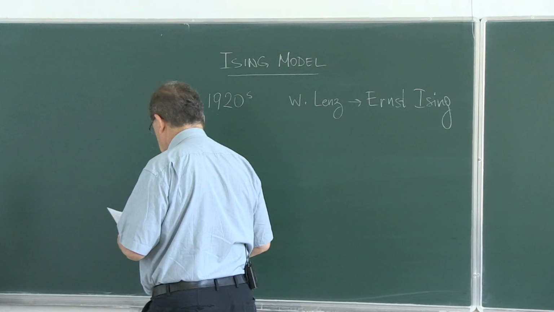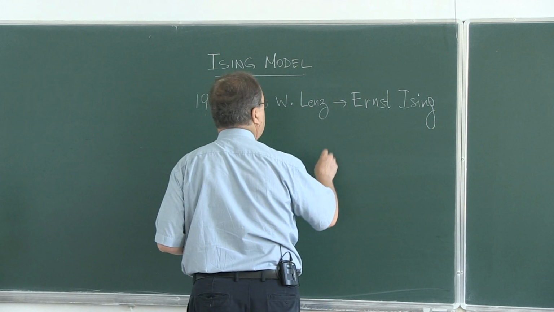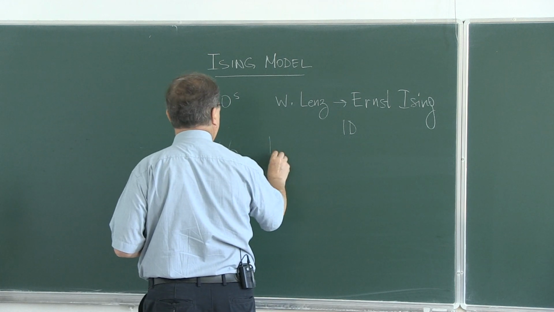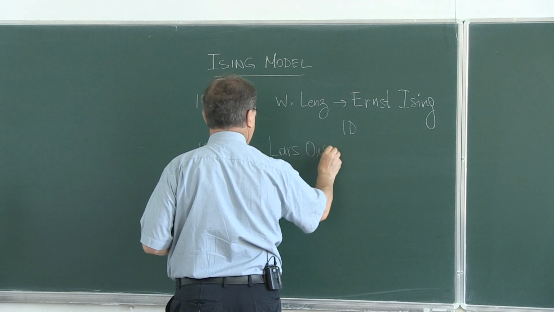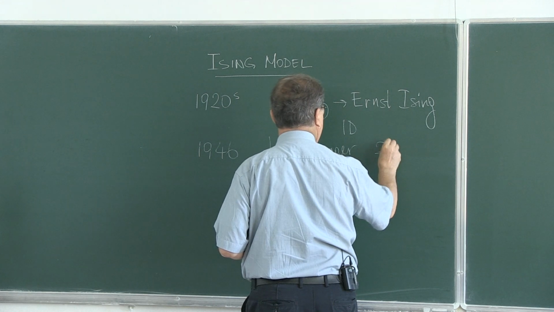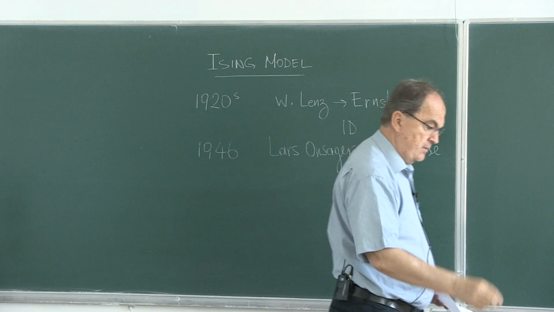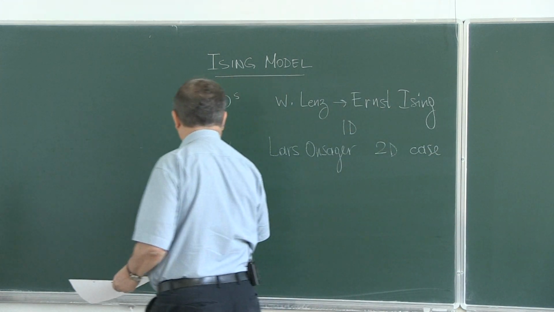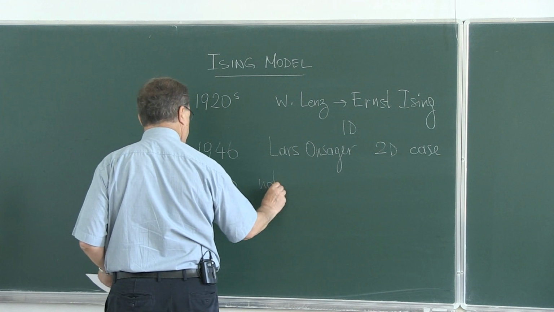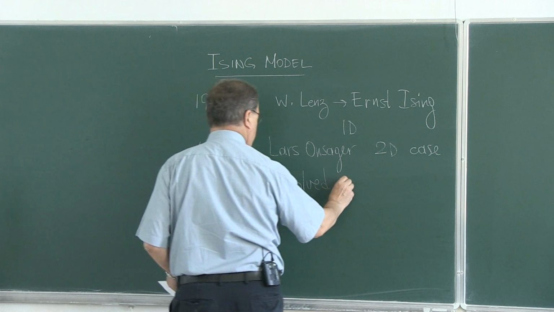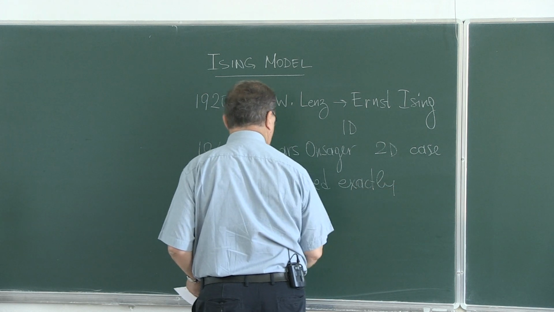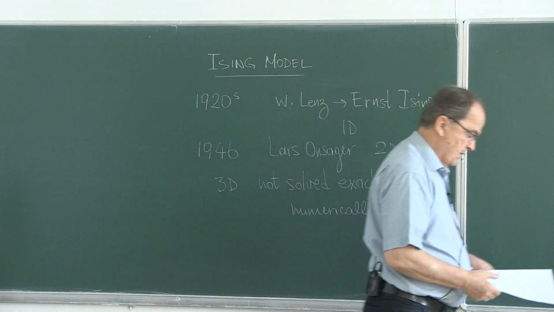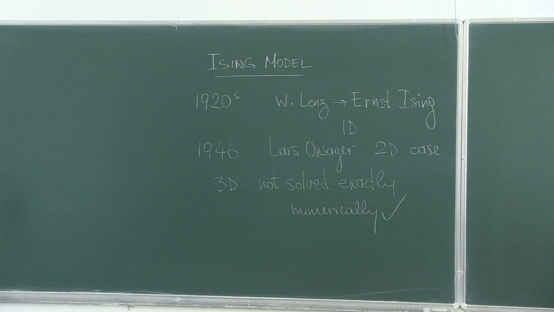But in 1946, the 2D case, and this is, let's call it, one-dimensional, Lars Onsager solved the 2D case, and he found a phase transition. So there was a success. The 3D case is not solved yet exactly, but it is solved numerically. So you can solve it. If you can, you'll be famous, I think.